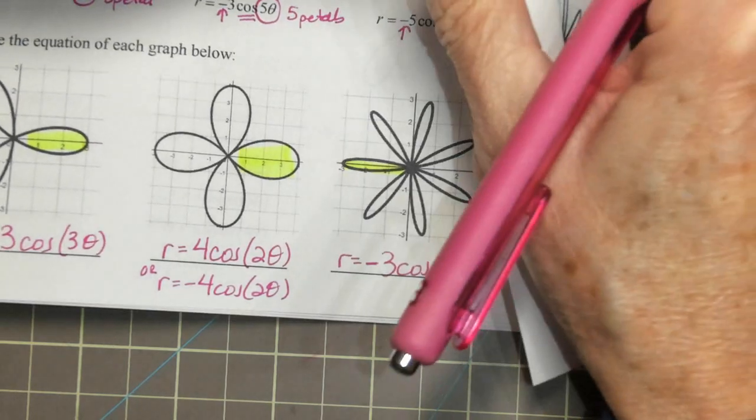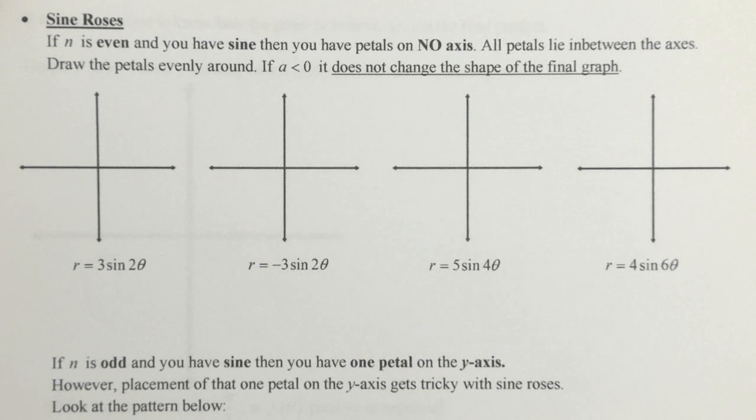let's take a look at how we do it on time. 30 minutes. This is a long one, huh? Okay, let's take a look at sine roses.